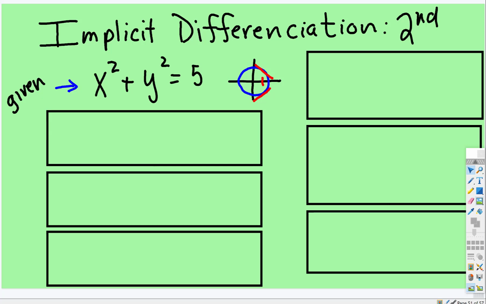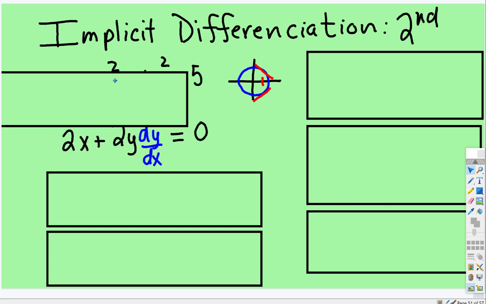Okay, this video is going to be about implicit differentiation, but finding the second derivative. And there's a little bit more to it than finding the second derivative of functions. When you're working with non-functions, it's a little bit more complex. All right, so if we're given this equation, x squared plus y squared is equal to 25, that's the equation of a circle right there.